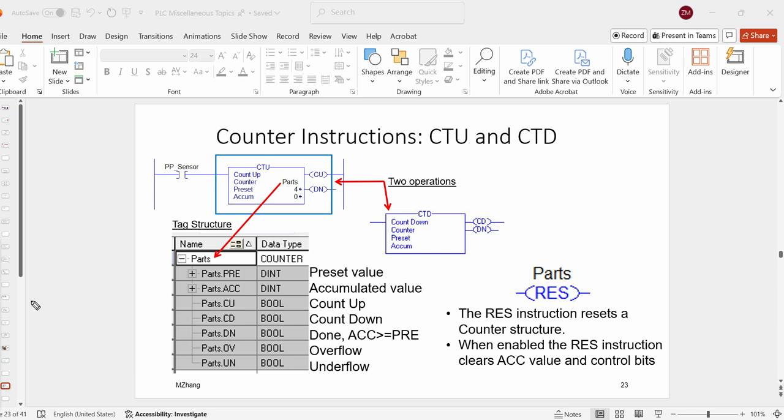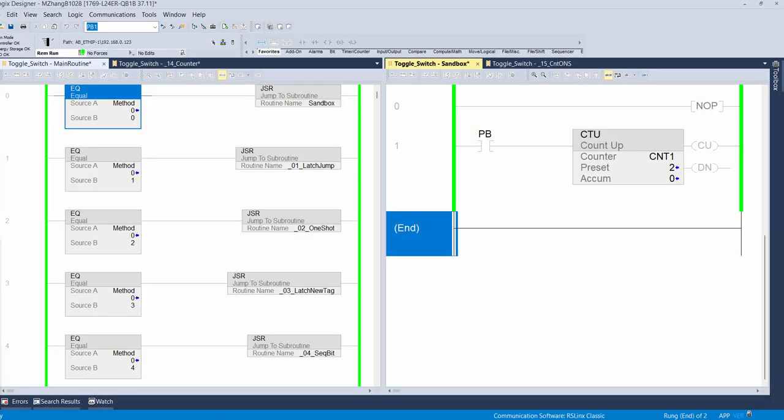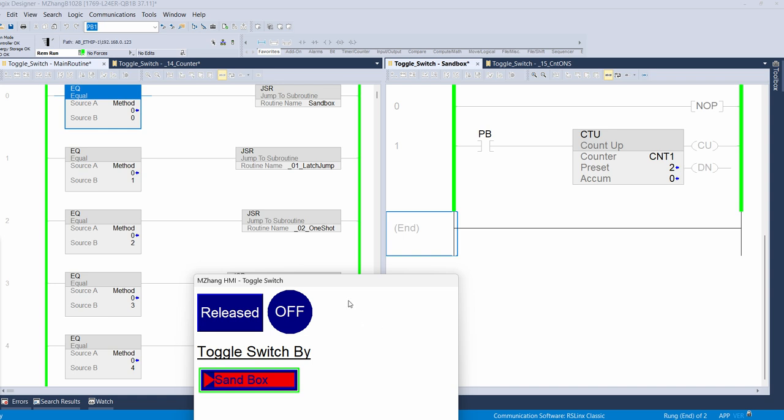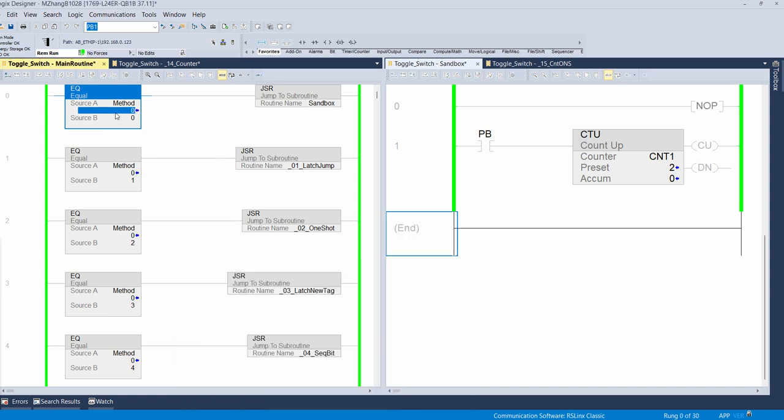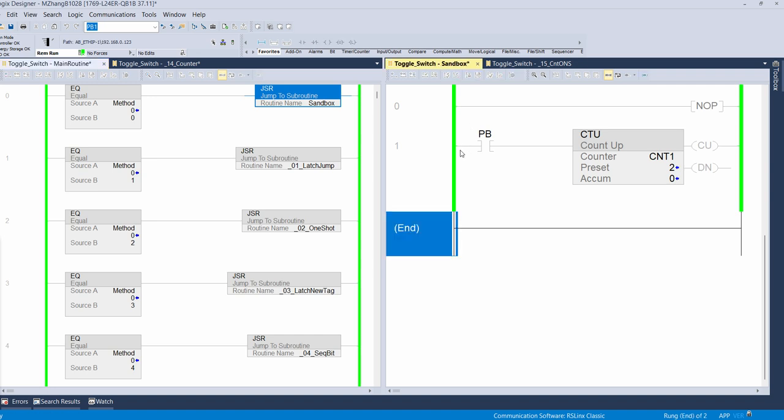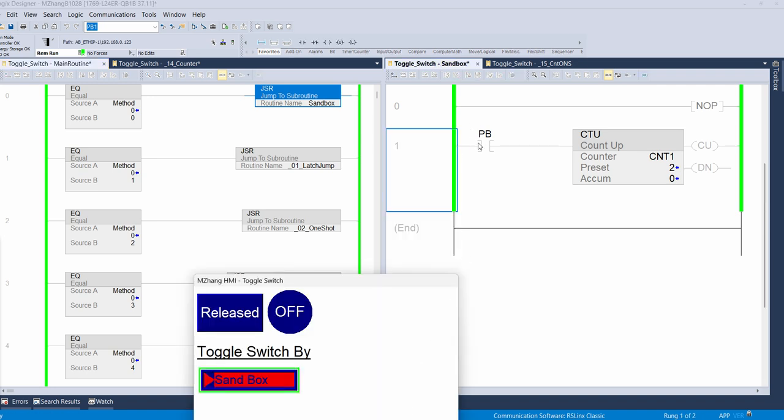All right. So let me remember, we talked about the one-shot. Do we need a one-shot or not? Right. So this is one thing we can test. Right now you can see the method is 0, calling the sandbox. In the sandbox, I only have one push button to count up, with the tag CNT1 as a counter. So the preset is 2.